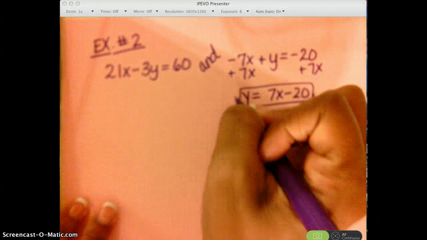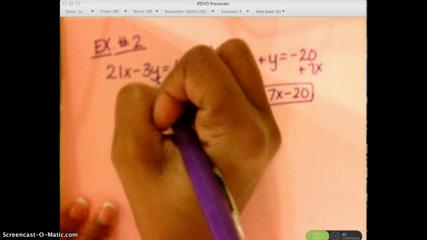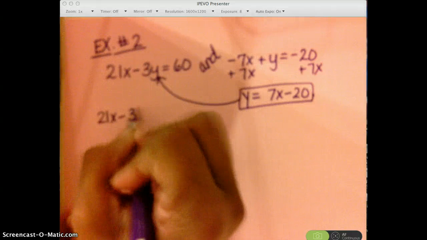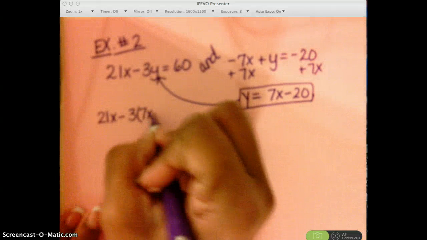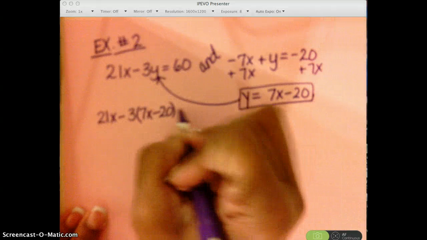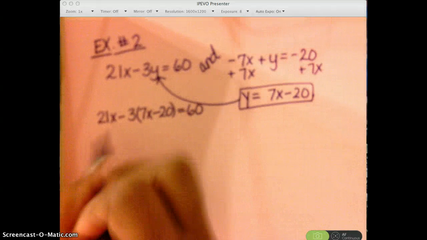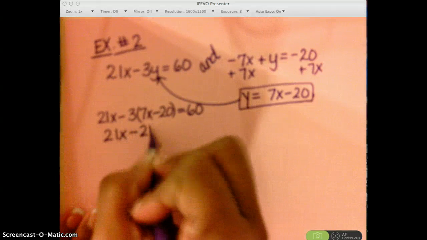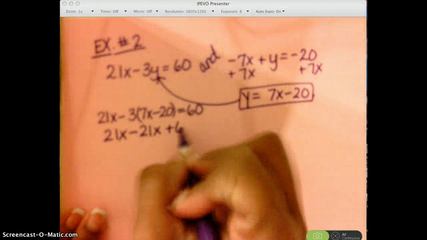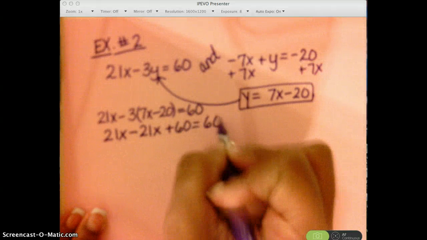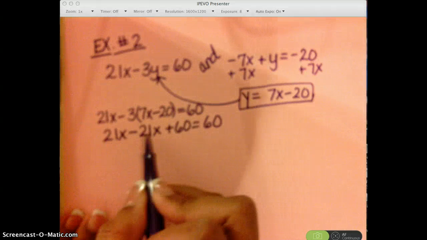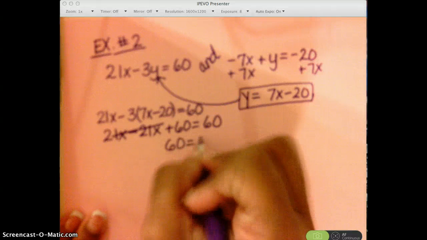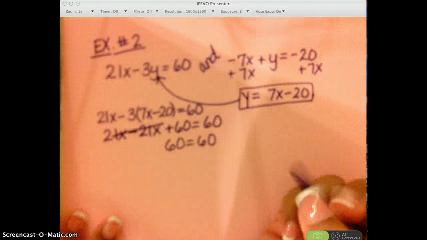Then we're going to take this 7x minus 20 and substitute it in here. Then I have 21x minus 3 times 7x minus 20 equals 60. And I get 21x minus 21x plus 60 equals 60. The negative 21x and a positive 21x cancel. So I have 60 equals 60. Okay, there are no variables left.